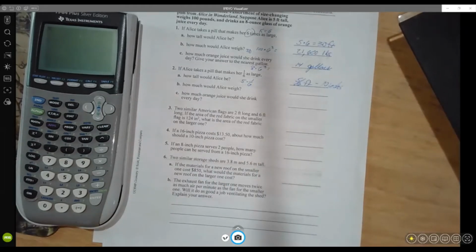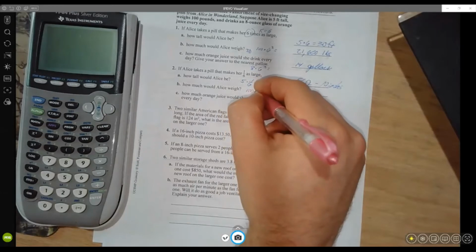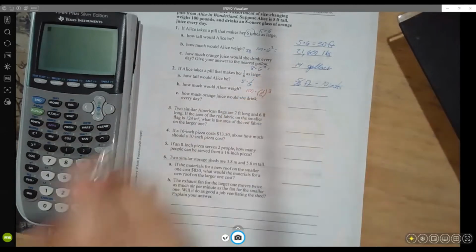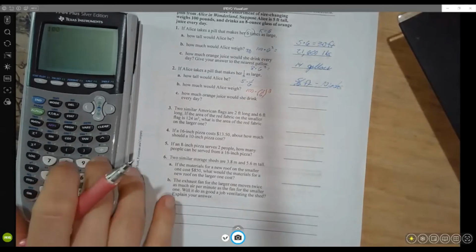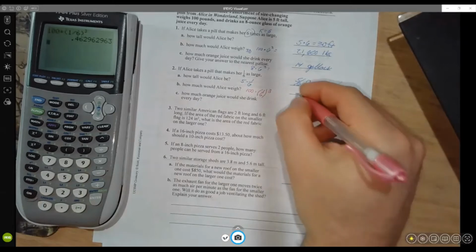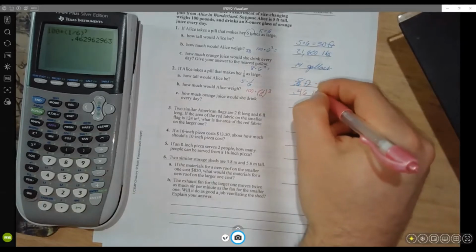All right, and then how much would she weigh? So now we're going to take the 100 pounds, we're going to multiply it by 1/6 cubed, because weight again is 3-dimensional. We get she would weigh 0.46 pounds.